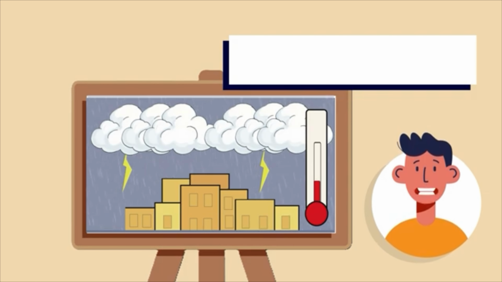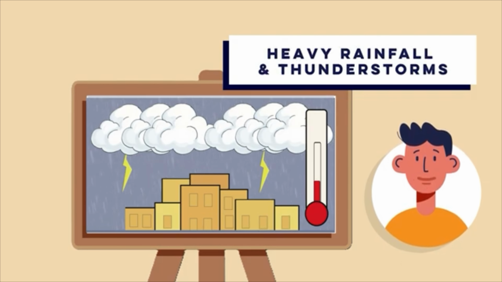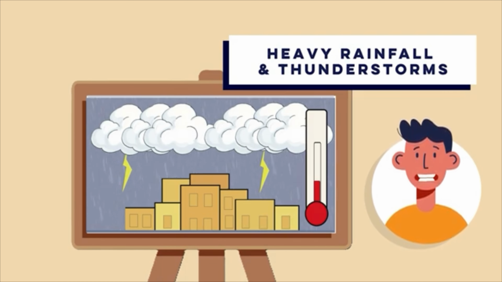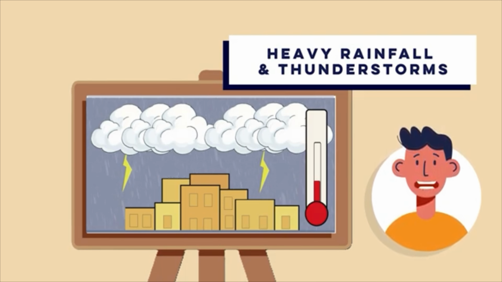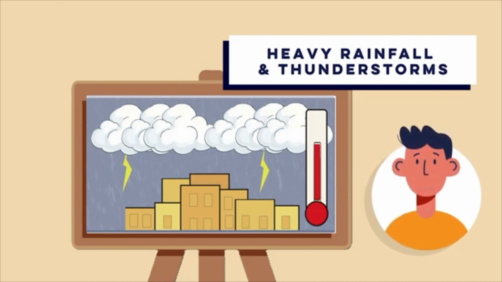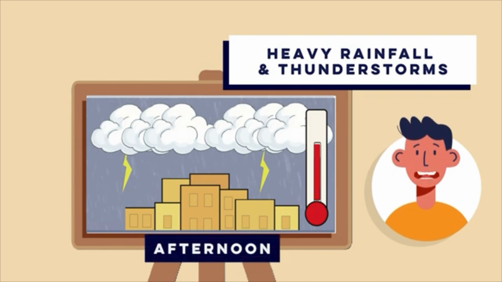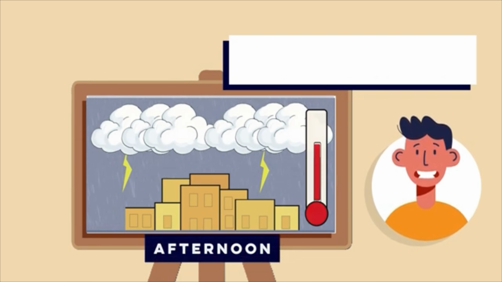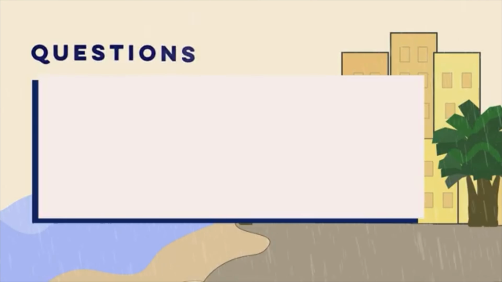Step 5, heavy rainfall and thunderstorms. Once the clouds become saturated with moisture, precipitation occurs in the form of heavy rain. Because convectional rainfall results from intense heating, it often happens in the afternoon when temperatures are at their highest. In some cases, the rapid rising of warm air can lead to thunderstorms.